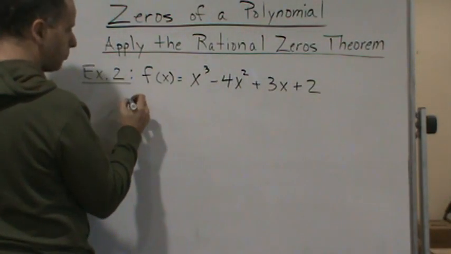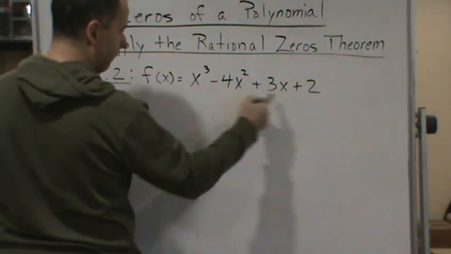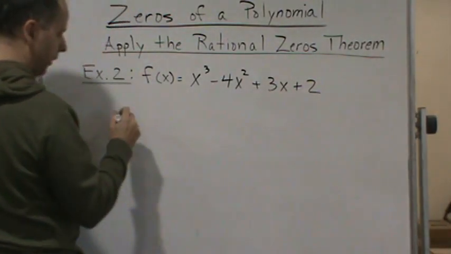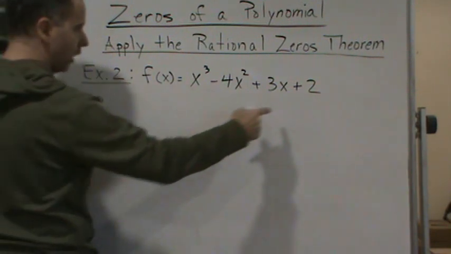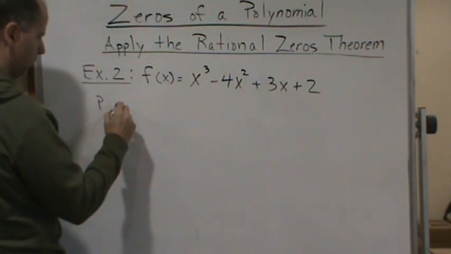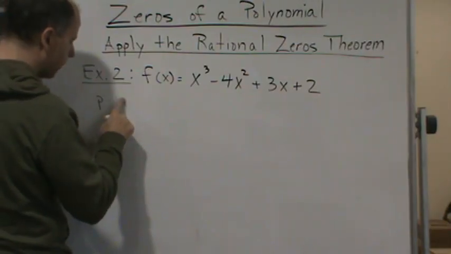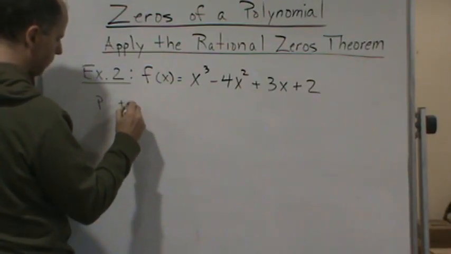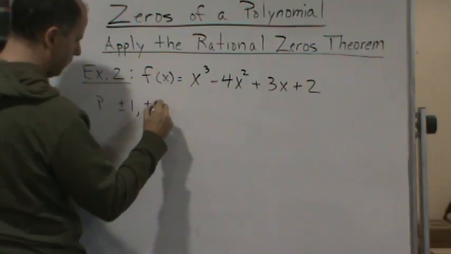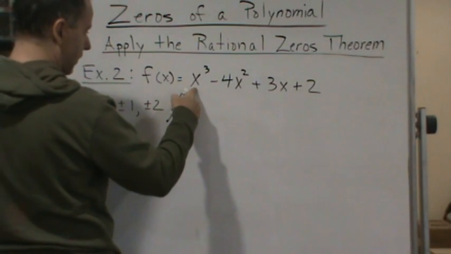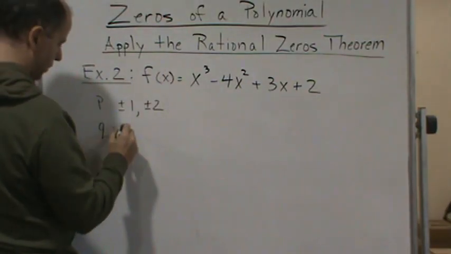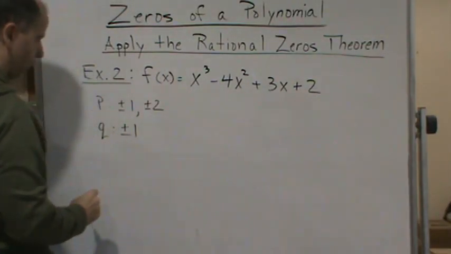So I've got the factors of 2 and the factors of 1. So it's going to be my p's, right? So the numerators are going to be the factors of 2. So that's going to be plus or minus 1 and plus or minus 2. And then my q's are going to be the factors of the leading coefficient, which is just 1. So it's just going to be plus or minus 1.